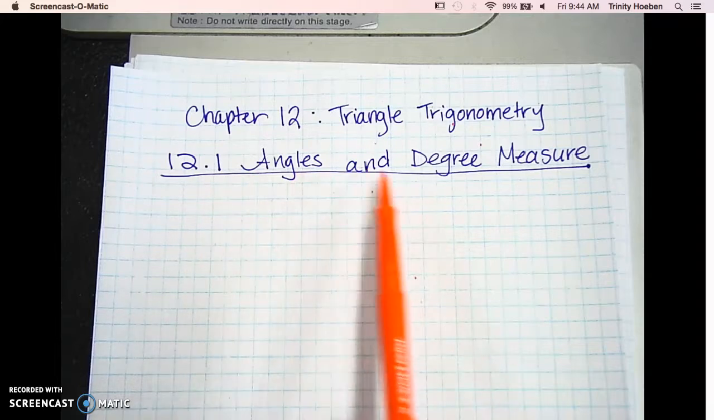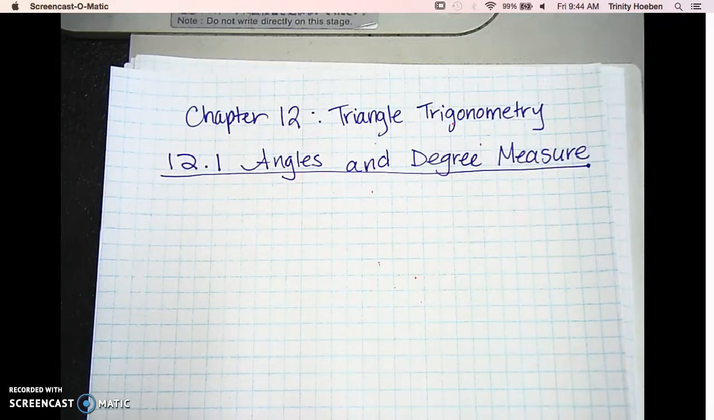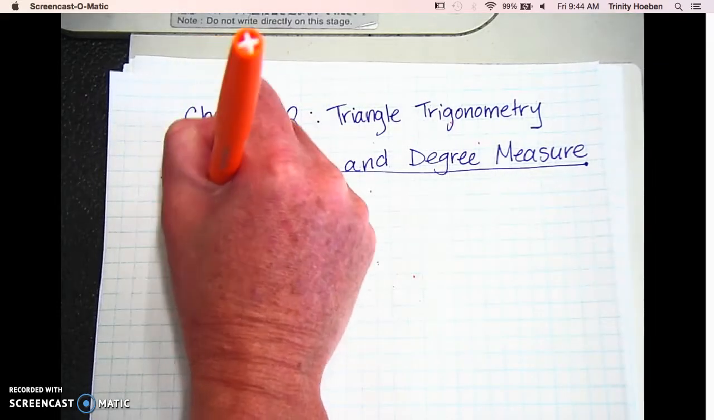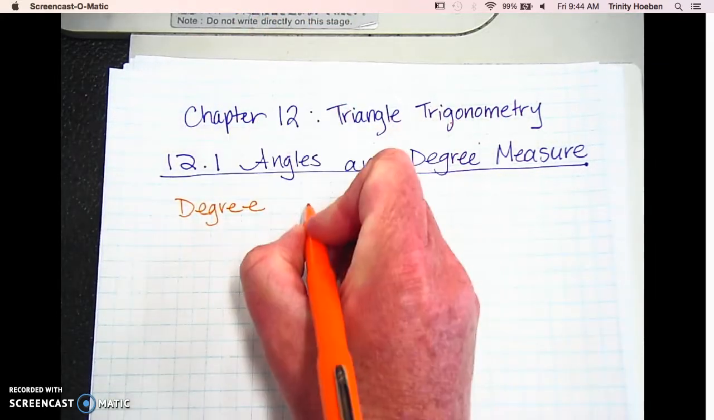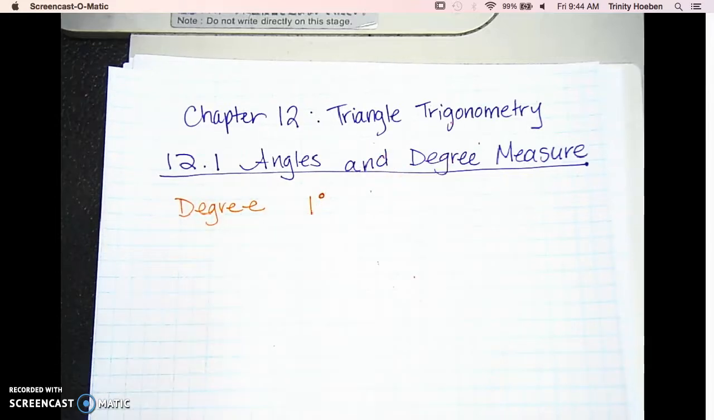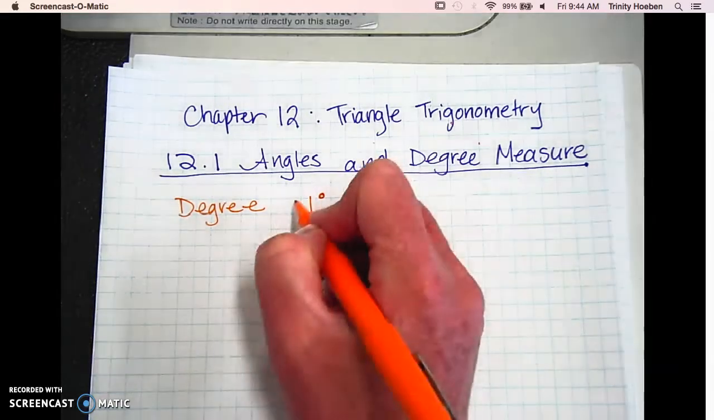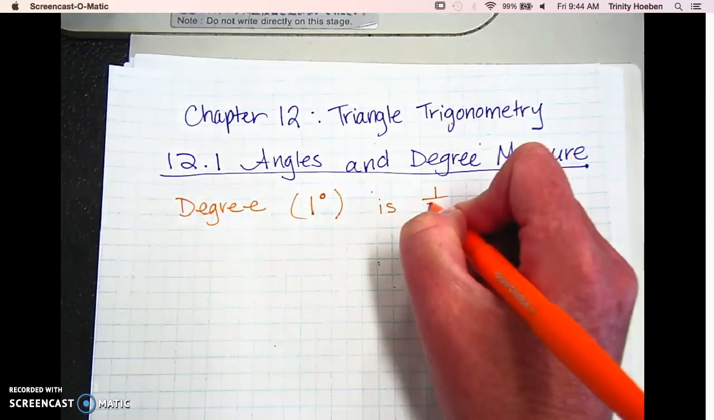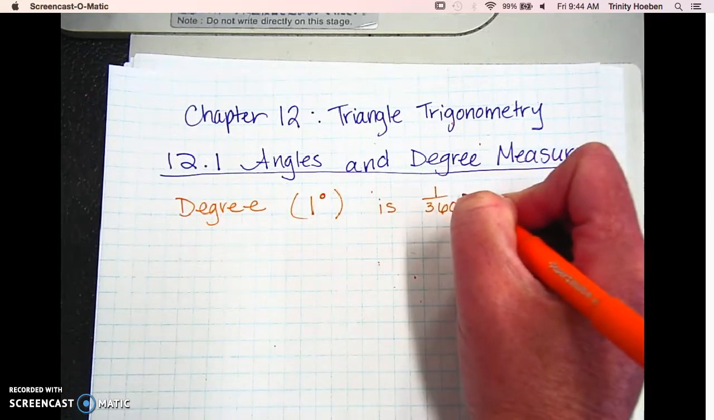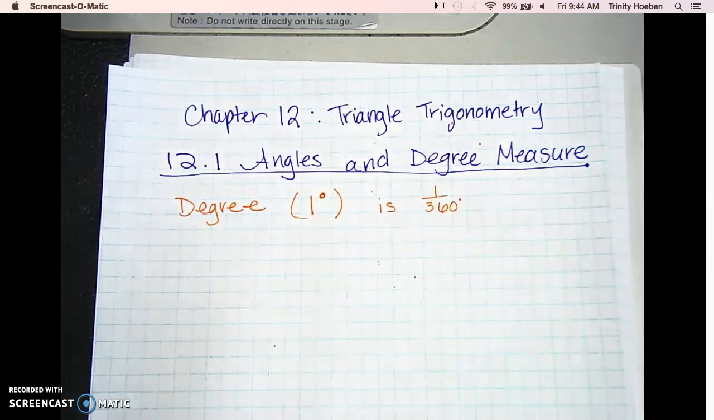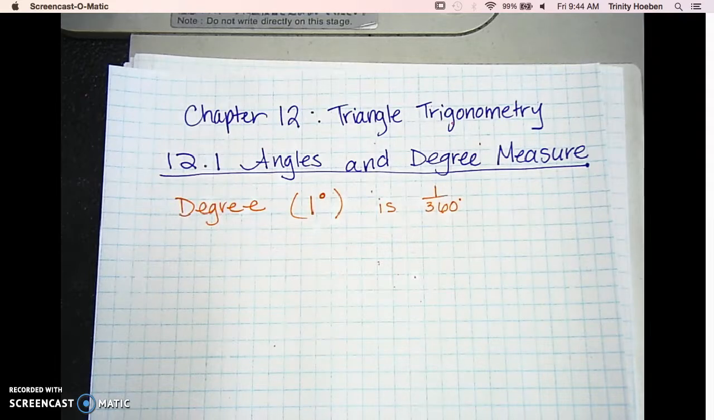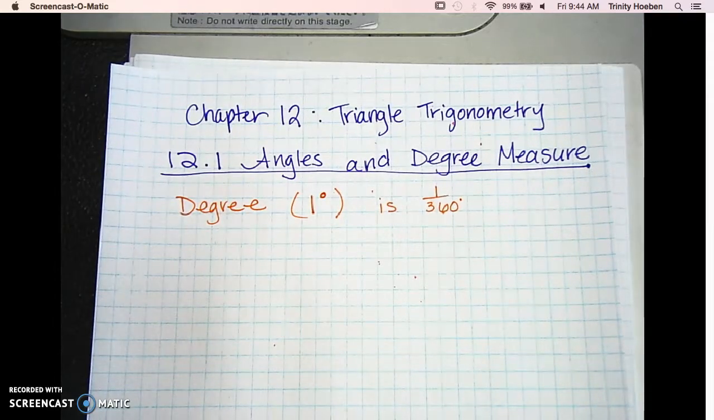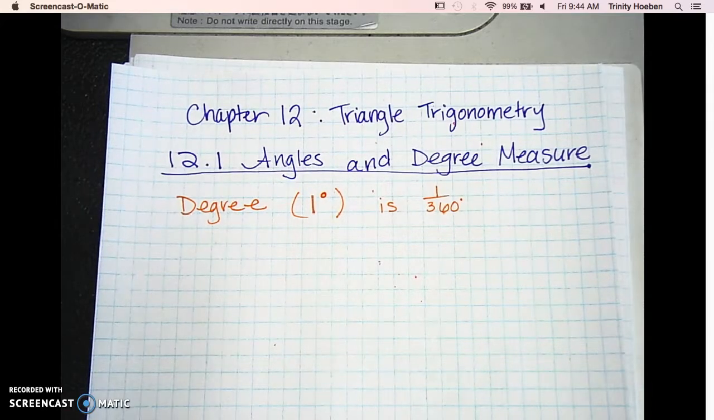This first section is just called angles and degree measures. Obviously, you guys know what a degree is. You're going to put a little circle, like an exponent, that's called a degree. So that would be 1 degree. 1 degree is 1/360th of a circle, right? 1 degree out of the whole circle is 1/360th, okay?